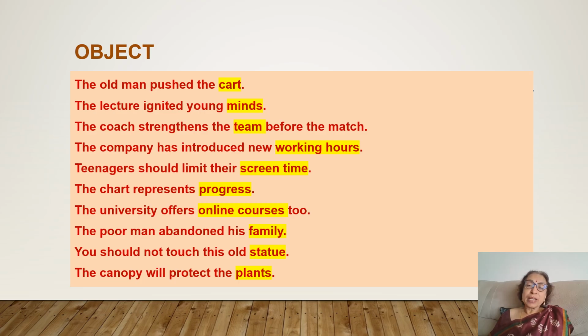The canopy will protect the plants. Will protect, verb form, incomplete. Plants is the noun which completes the verb. So you can see the subject is what shows the action of the verb. The object is what completes the action of the verb. The verb is central. The verb is important. The verb is like the partition. On this side is the subject, and on this side is the object. The verb requires both. Of course, there are certain verbs which don't need an object at all. When we are doing verb types, I will talk about this more.